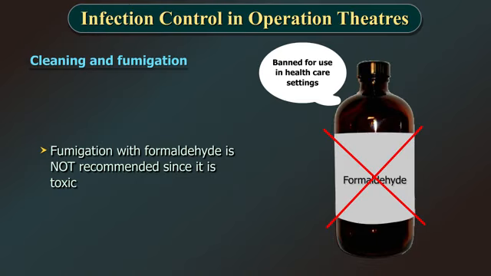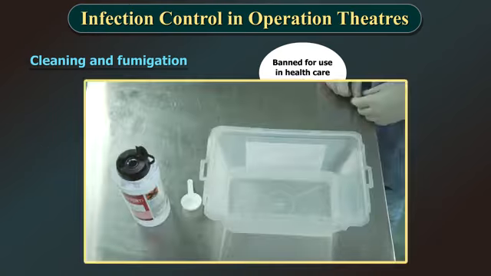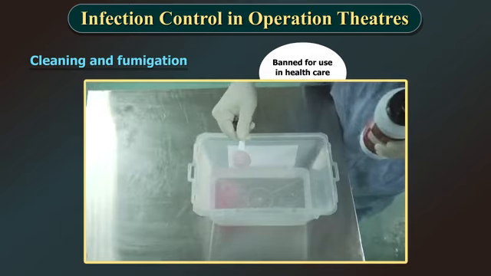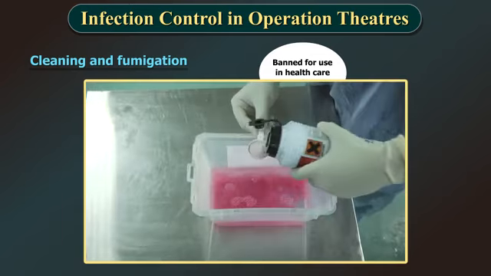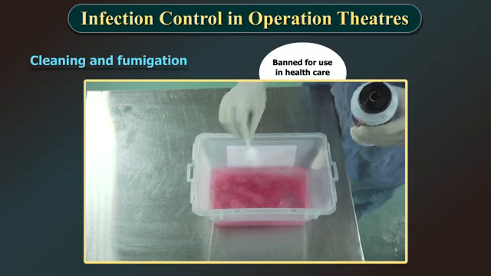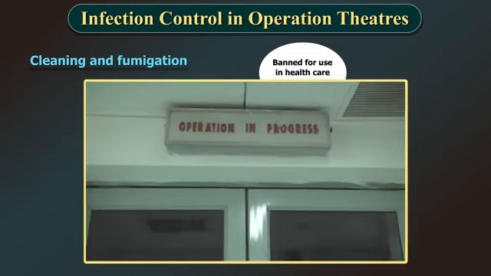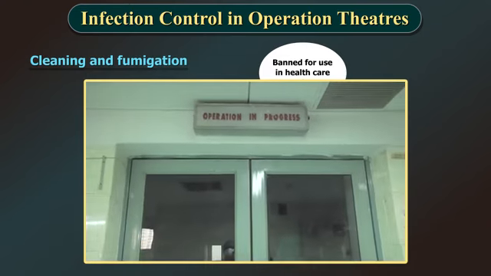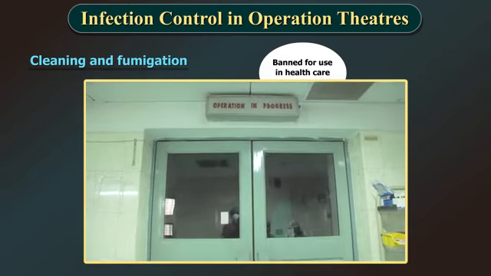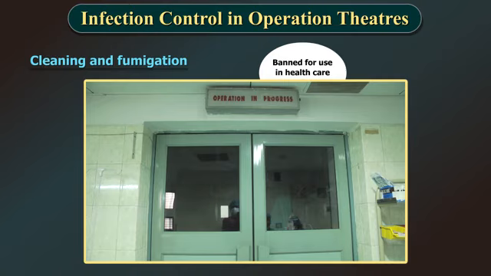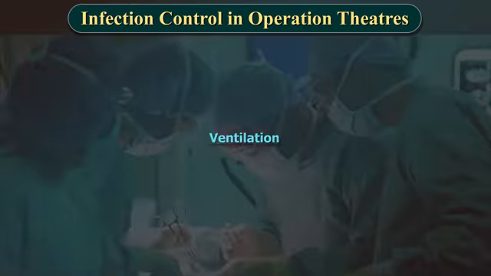Fumigation with formaldehyde is not recommended since it is toxic. Alternate methods of fumigation may be used with commercially available chemicals. Always follow manufacturer's recommendations. Appropriate procedure needs to be followed for fumigation, keeping all doors and windows closed, keeping all staff and patients out from the fumigation area, and may be done on holidays or when the OT is non-operational.